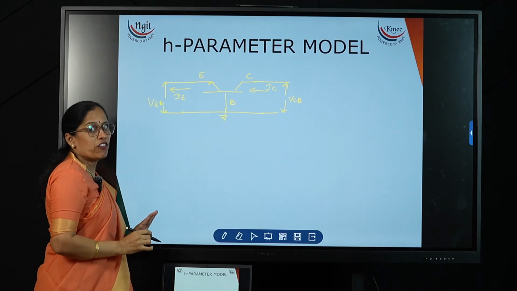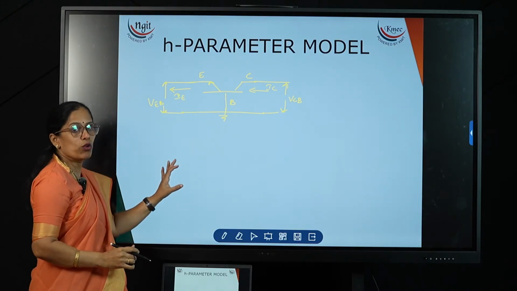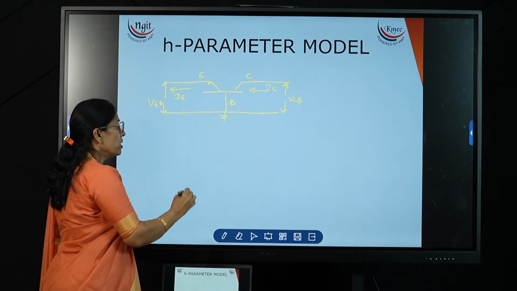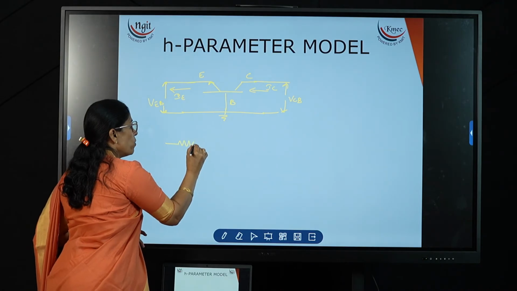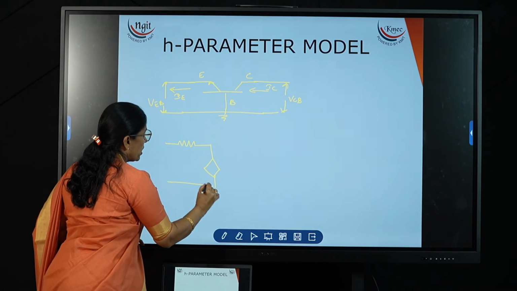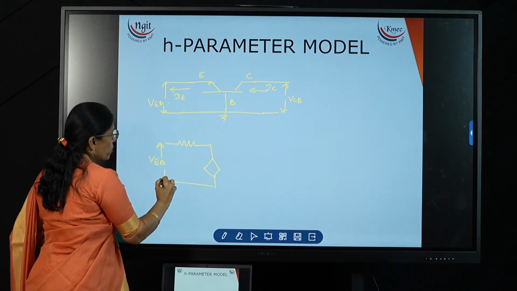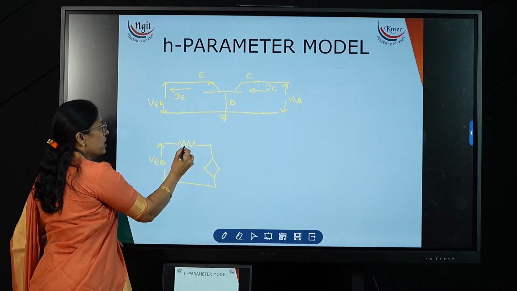Now to draw the H parameter model for this, we have seen that on the input side we use the loop and on the output side we take the node. In the input loop, I am using one input impedance and a voltage source. The input voltage is VEB. And what is this input impedance?